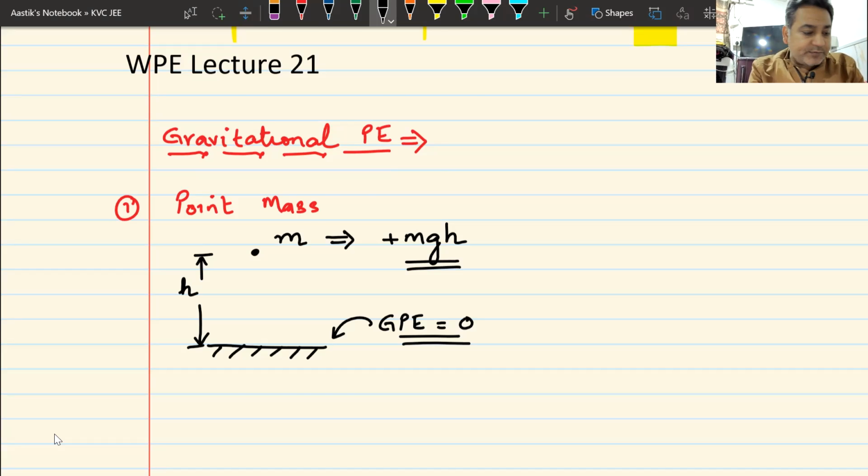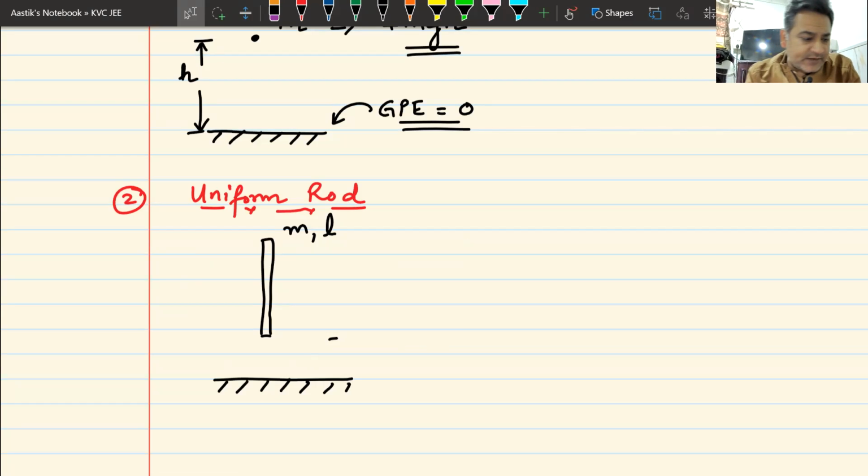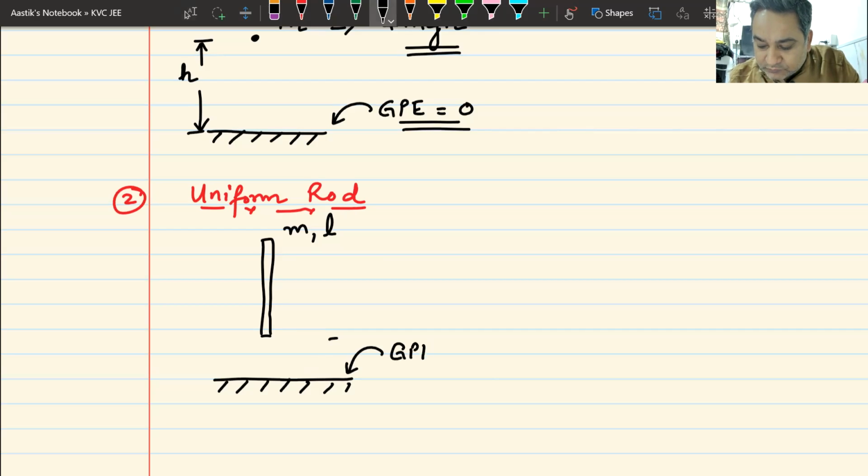The next body that we are going to study and understand its gravitational potential energy is a uniform rod. A uniform rod of mass m, length l. This rod is hanging like this. We assume that the gravitational potential energy of the ground is zero. Now, if I ask you the question, what is the gravitational potential energy of this rod? What would your answer be?